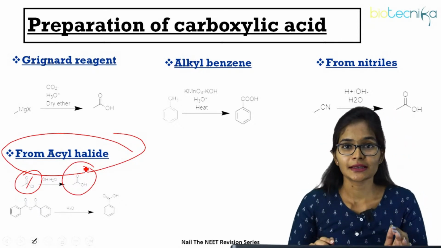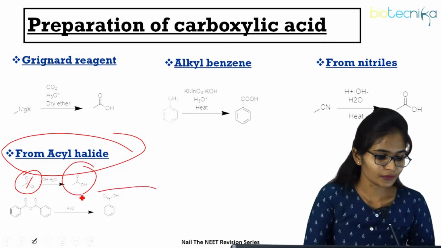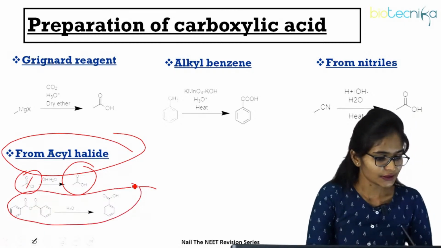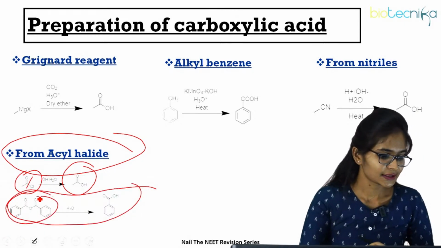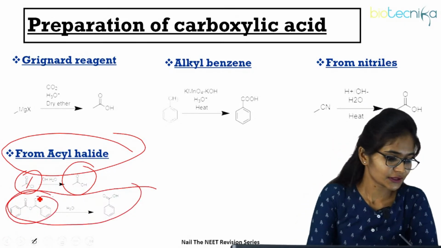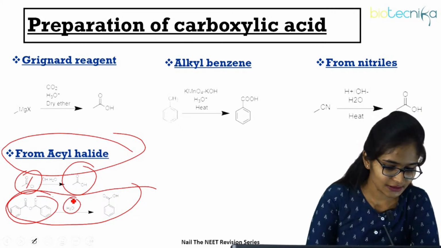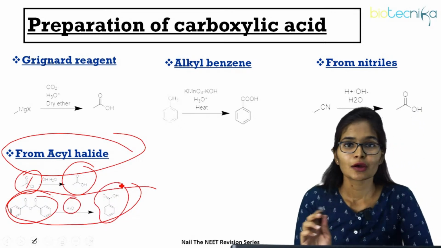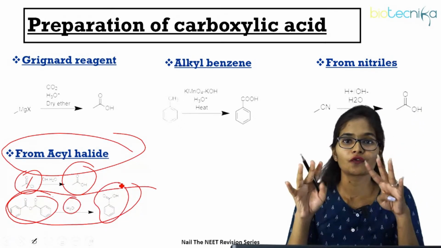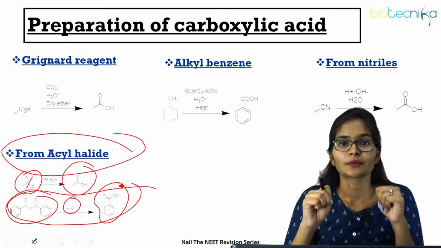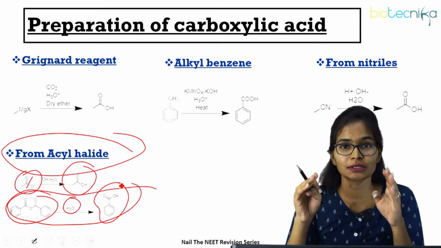Apart from acyl halide, you can prepare it from anhydride also. So this whatever you can see here, this is anhydride, right? This anhydride, upon hydrolysis, you will get benzoic acid as a product. Okay, so these are the four methods for preparation of carboxylic acids.